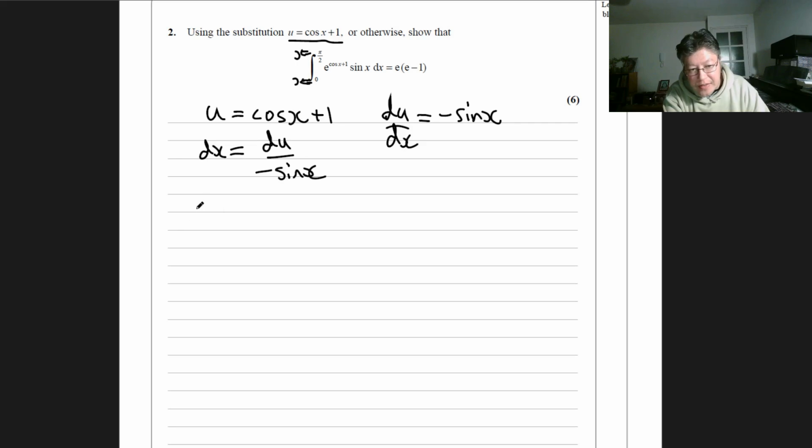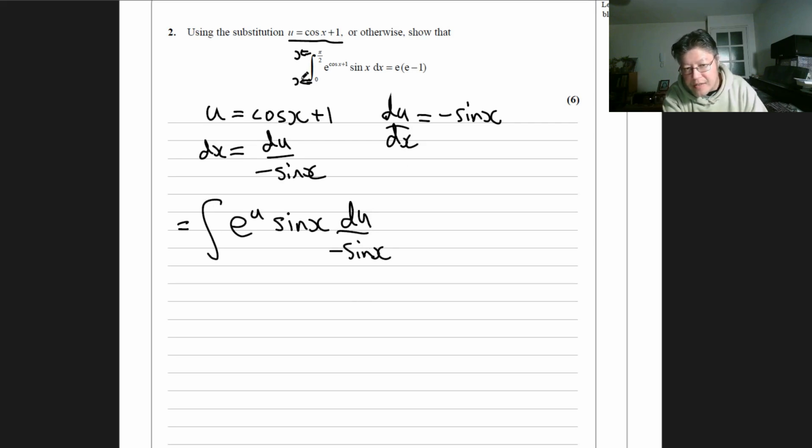So let's begin. So we have the integral e to the cos x plus 1. The cos x plus 1 is a u, so that becomes e to the u. The sin x, for the time being, we'll just copy that. And then we have a dx, and dx is over here, so that becomes du over negative sine x. And now we need to change the limits, put them over here.